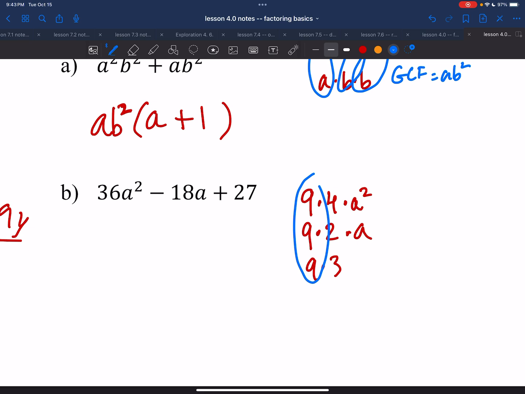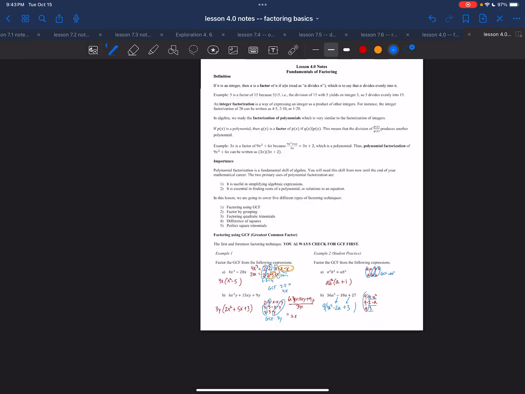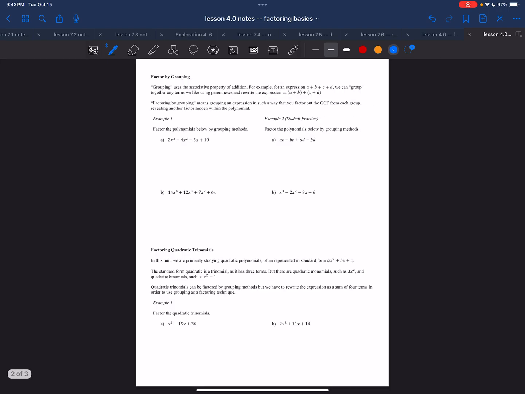And so you'd say, okay, then that's 9 factored out, and it's just 4a squared minus 2a and plus 3. And notice I'm carrying the minus because of that minus, the plus because of that plus. And so that's GCF factoring. Okay? Okay, that's that. Let's move on.